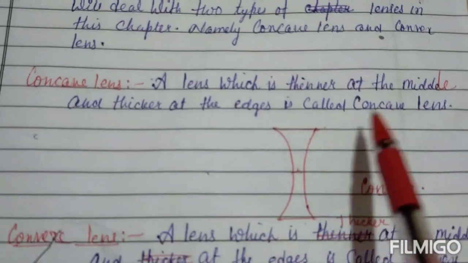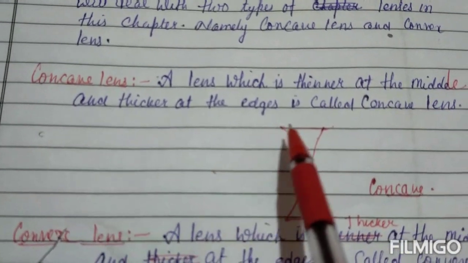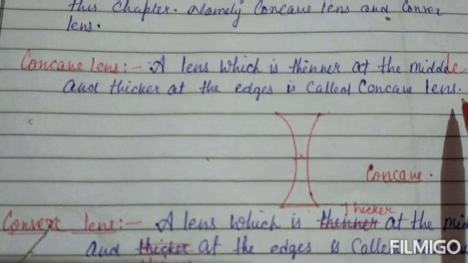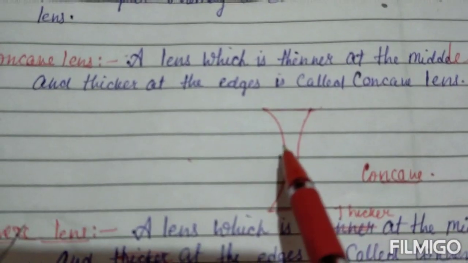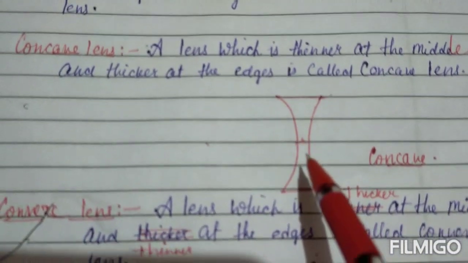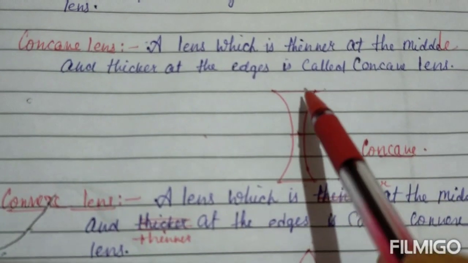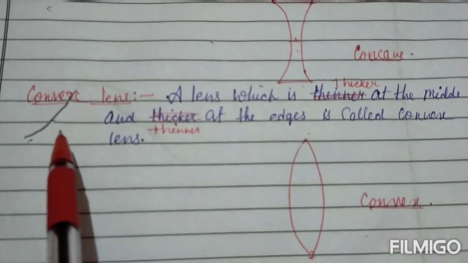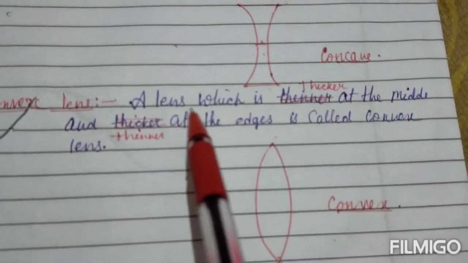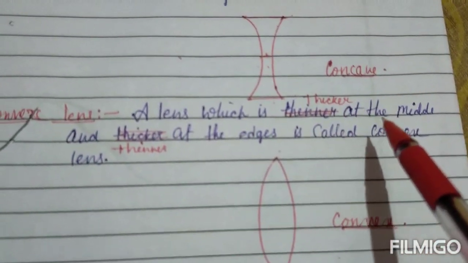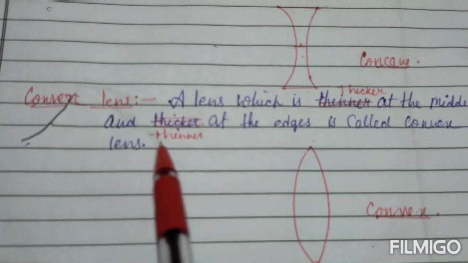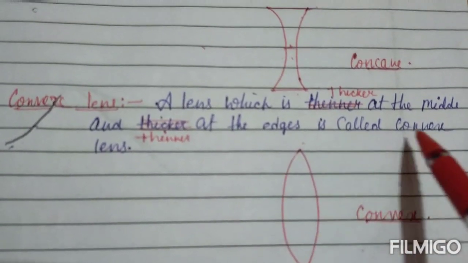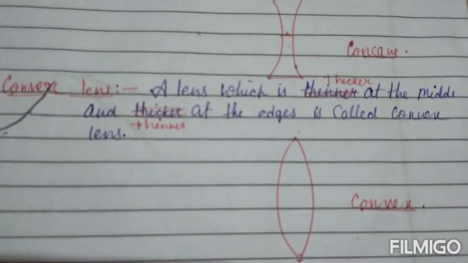A lens which is thinner at the middle and thicker at the edges is called a concave lens. This is the figure of a concave lens, which is thicker at the edges and thinner at the middle. And the next one is a convex lens. A lens which is thicker at the middle and thinner at the edges is called a convex lens.